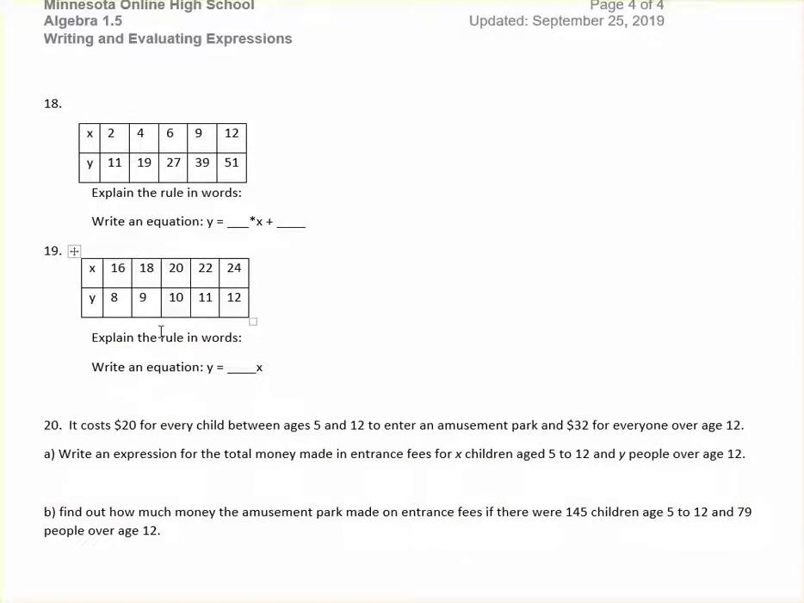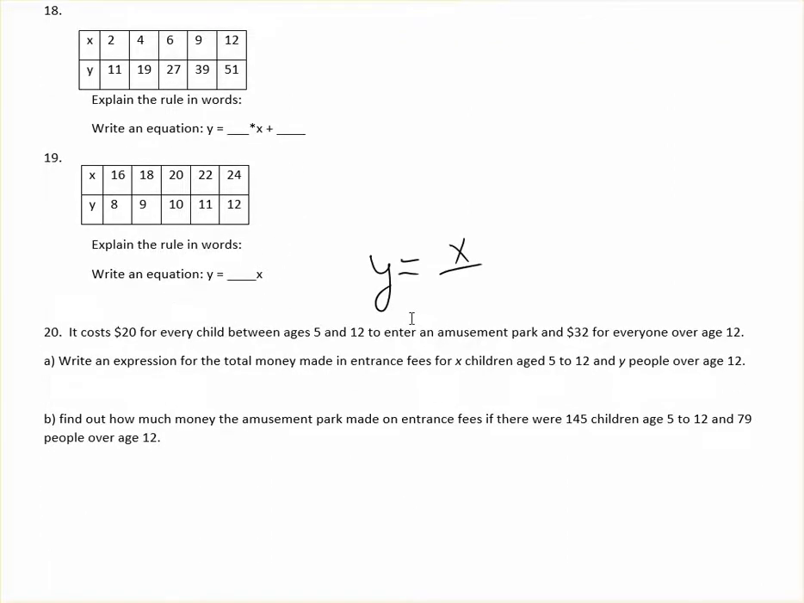18 and 19 are the same. You need to figure out what happens from x to get to y. And there's some hints. In number 18, it says that you have to multiply x by something and then add something. So there's going to be 2 steps. In 19, I wrote the equation as something times x, but you might be thinking more like x divided by something. So you figure out what that one is. It might be x over something, or maybe it's a fraction times x.